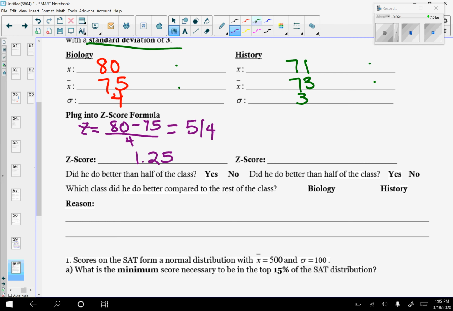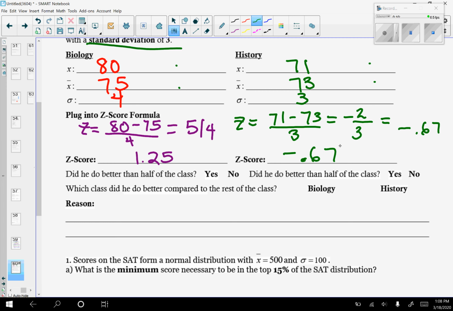Okay, for history, the z-score, we are going to take 71 minus 73, all divided by 3, which is negative 2 over 3, which is about negative 0.67. This tells us some information once we're given the z-score. This tells me that I am 1.25 standard deviations above the mean here, while I am just a little bit below the mean here, not too far.